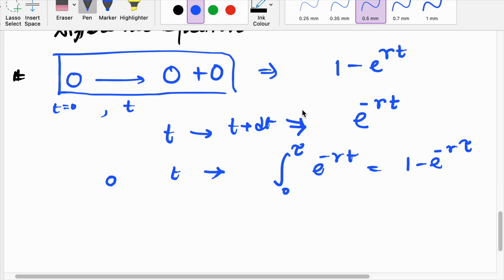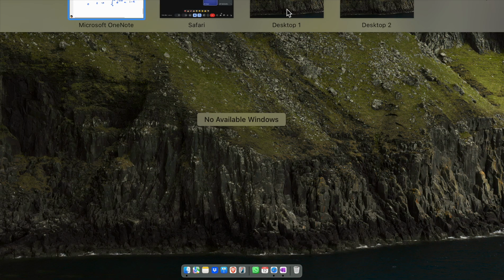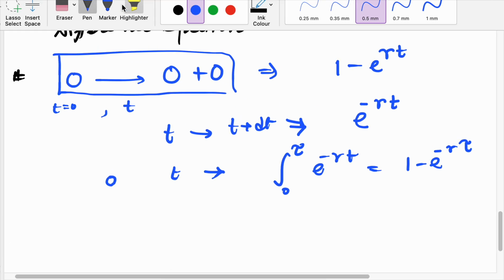I mean, these equations are not clear. Can you summarize these equations again? How did we get this 1 minus e raised to the power rt and the other things? Okay.